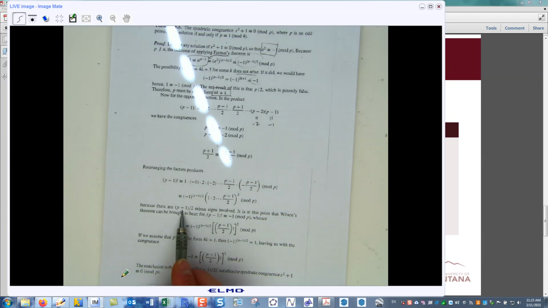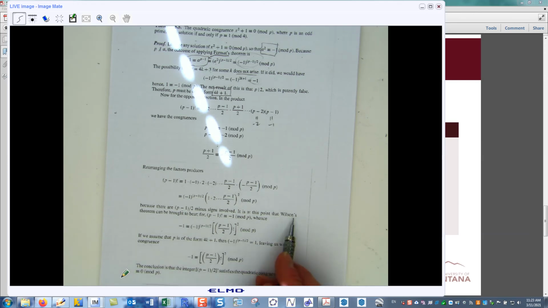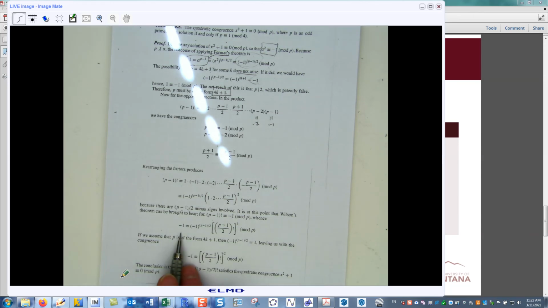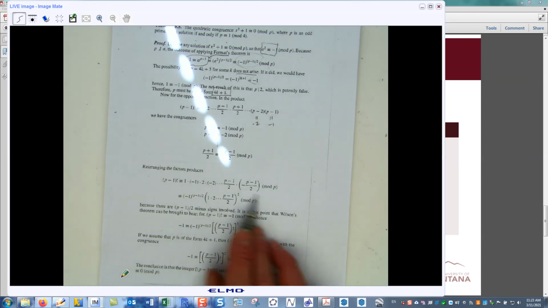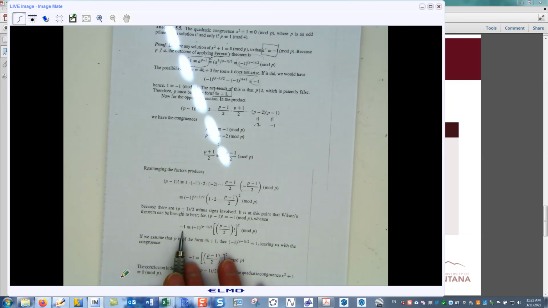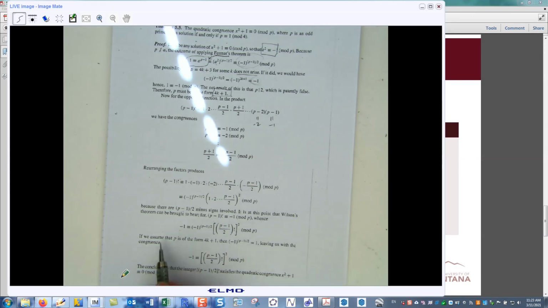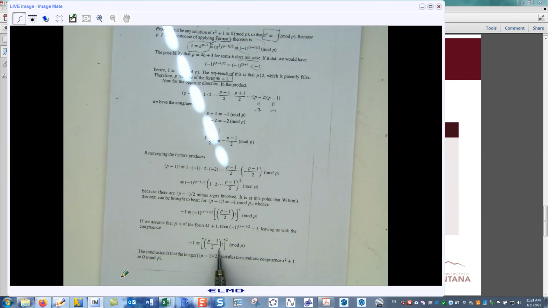Because there are p minus 1 over 2 minus signs involved, it's at this point that Wilson's theorem can be brought to bear. For we know that p minus 1 factorial, this expression over here, is congruent to negative 1. So we're replacing this with a negative 1, and we're replacing this with this, and we're saying that negative 1 has to be congruent to all of this complicated expression, right? We're rewriting this sequence of products as a factorial. And then if we assume that p is of the form 4k plus 1, then this is positive 1, right? Which then leaves us with this congruence.